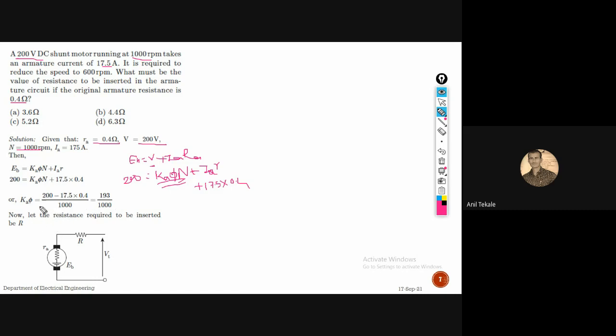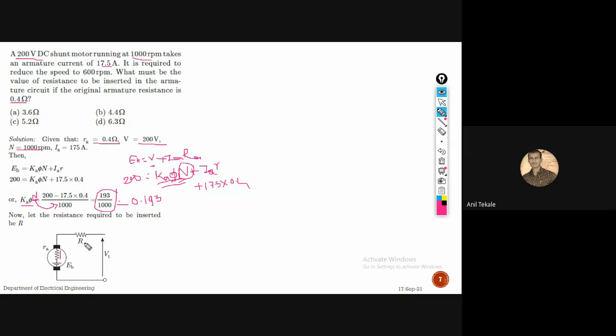Now once we solve this, we will get the Kaφ value. N is not here; you can see that this N goes to the right hand side for the division. So from that equation, we will get the value for Kaφ, that is equal to 193 by 1000. We can also write it as 0.193.